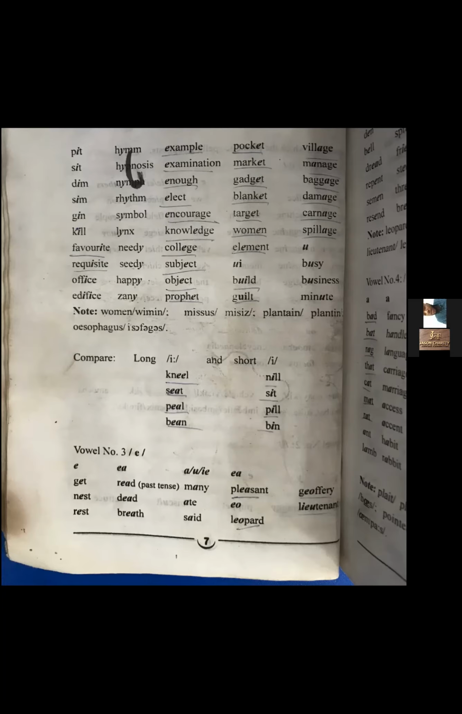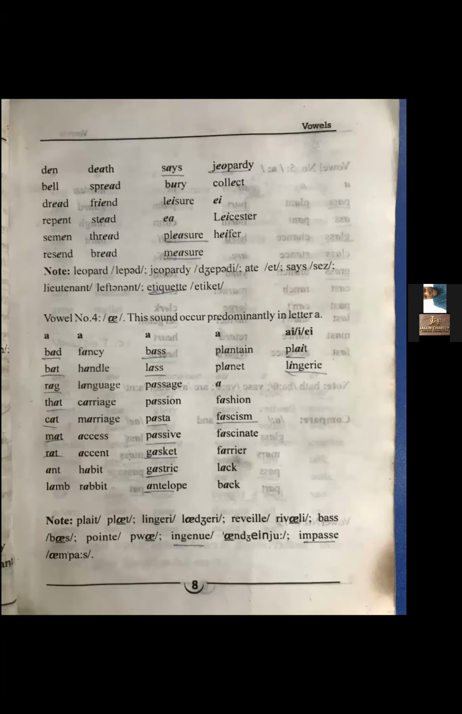Yes. And then I need to share another slide so that you can see the next set of examples. I'm trying to share as many examples as possible so that you have more than enough, or in case you see any example in your examination, you're familiar with it. And then we have it in den, bell, dread, repent, semen, resent. And then we also have it in death, spread, friend, stead, thread, and bread.